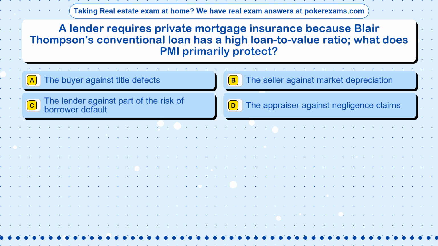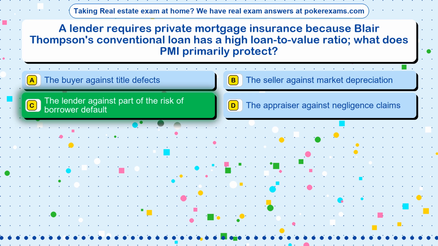Question 11. A lender requires private mortgage insurance because Blair Thompson's conventional loan has a high loan-to-value ratio. What does PMI primarily protect? Option A, the buyer against title defects. Option B, the seller against market depreciation. Option C, the lender against part of the risk of borrower default. Option D, the appraiser against negligence claims.